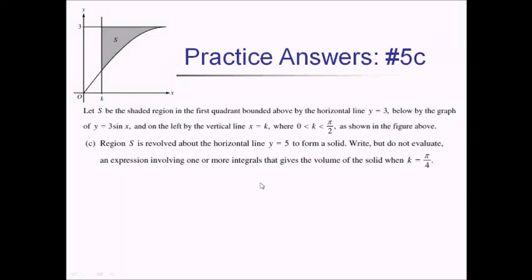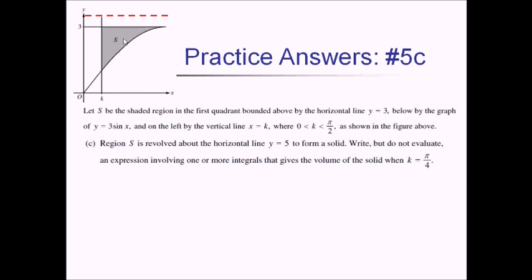For this part of the problem, they're telling us region S is revolved around the horizontal line y equals 5 to form a solid. Write but don't evaluate, that's my favorite expression. Write but don't evaluate an expression with some integrals to give us the volume of a solid when k equals pi over 4. All right, so let me start by drawing my line here, y equals 5. Not really drawn to scale, but it's up there somewhere. So we need to revolve S around this line.